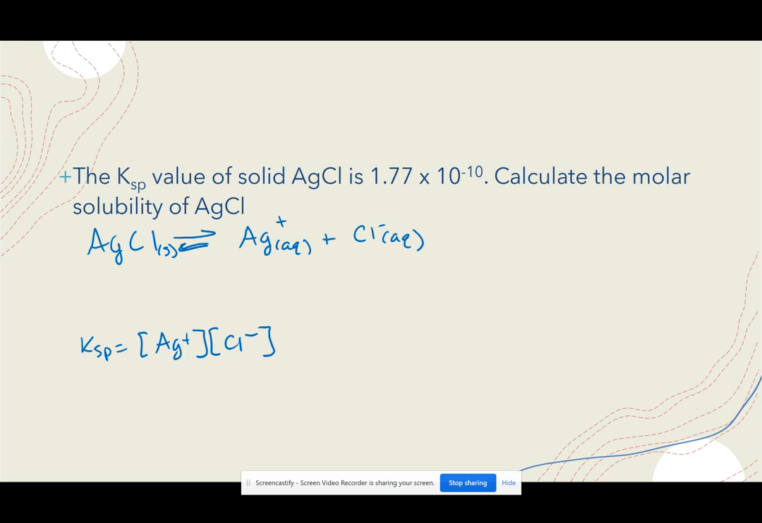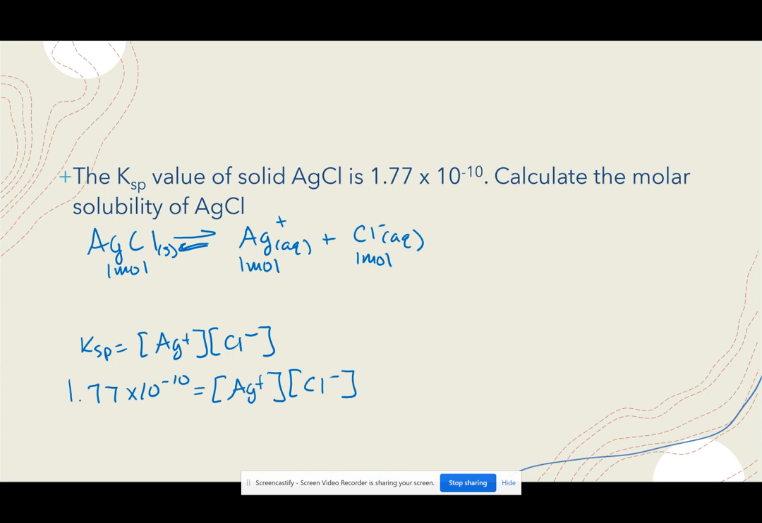And I have a value for Ksp. Ksp is 1.77 times 10 to the negative 10. But I have to then calculate the molar solubility, and that seems challenging because it seems like I have two variables. I have concentration of silver and I have a concentration of chloride. But I don't actually have two variables because whenever 1 mole of silver chloride dissolves, it's going to dissolve into 1 mole of silver ions and 1 mole of chloride ions.